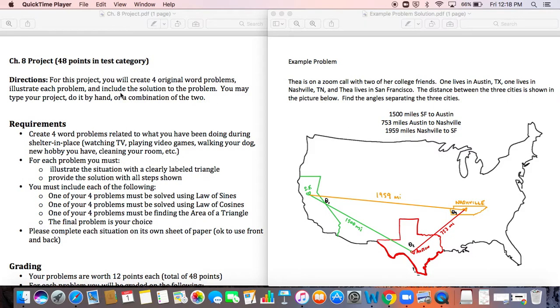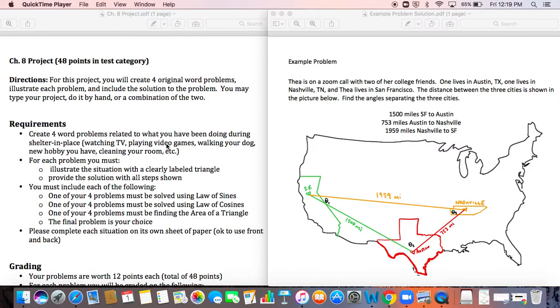For this project, you're going to be creating 4 original word problems. So you are going to come up with the word problems on your own. For each one, you have to do an illustration and include the solution to the problem. So you are going to come up with the problem, draw out the situation, and then solve it. And for your project, you can type it, you can do it by hand or some combination of the two. Whatever's easier for you in your situation is totally fine. So you will be creating 4 word problems total.